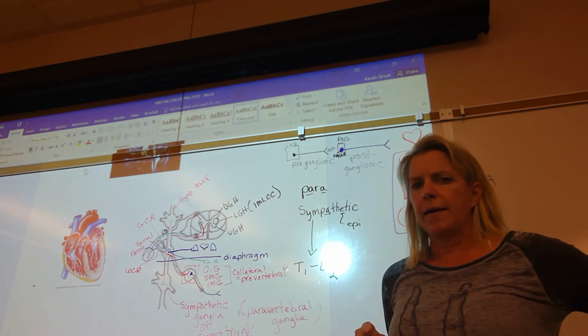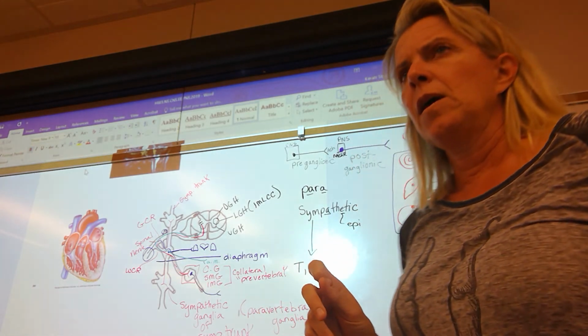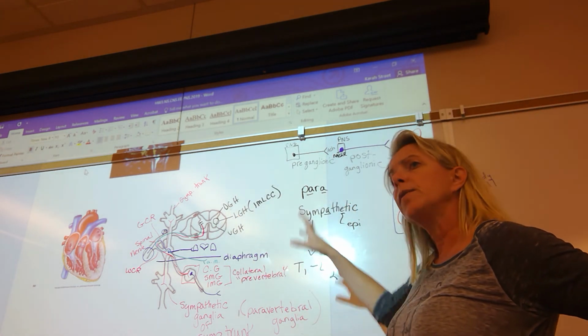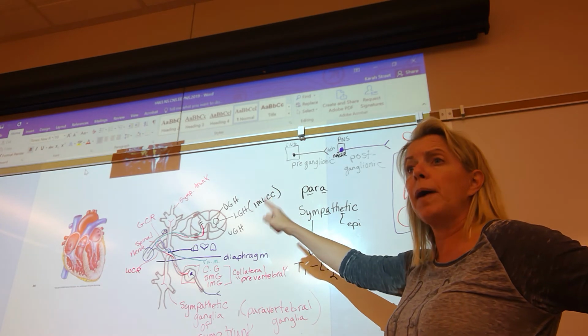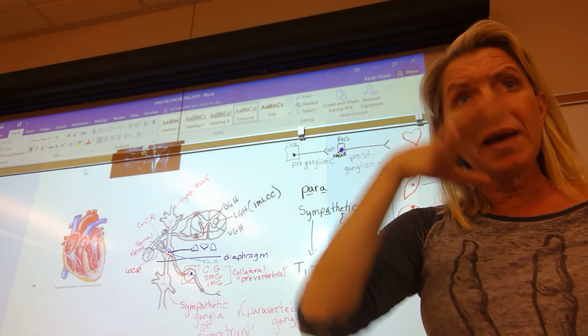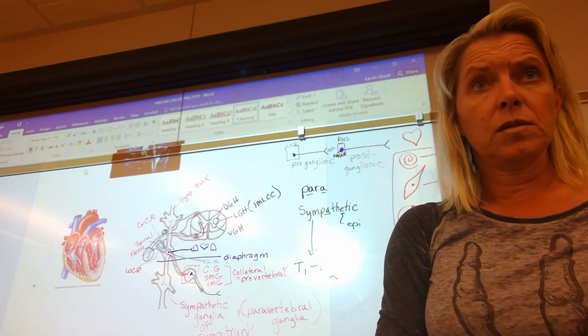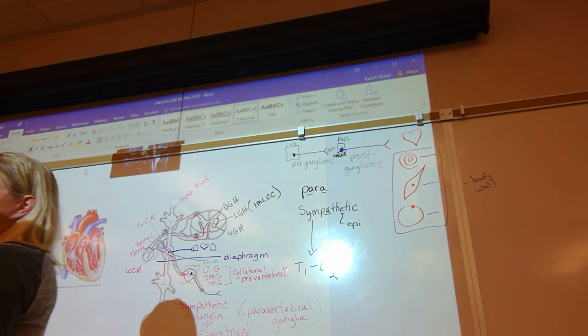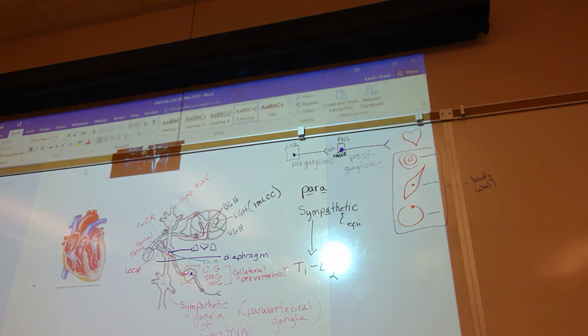In your homework packet, I'm going to erase this, and we're going to tackle this problem in your homework packet. And then I'm going to go to the parasympathetic division. And we'll talk about the circuitry for the parasympathetic division and what options it has. There are fewer. It's a much more simple nervous system.